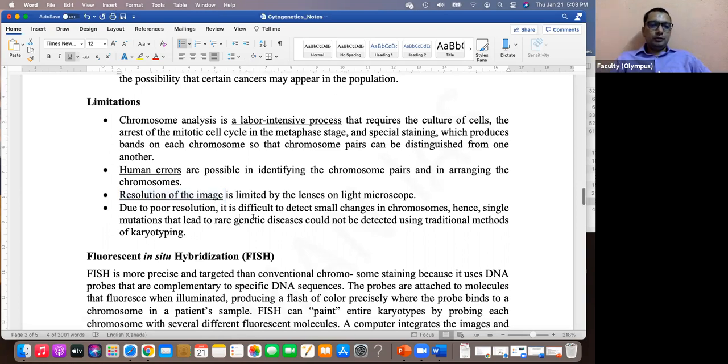Because of this poor resolution, small changes are difficult to identify. Big changes you can see, as I was telling you, but small deletions and small inversions may not be identified easily. Bigger problems, bigger translocations, are possible with karyotyping. Otherwise, some advanced methods in karyotyping are needed.